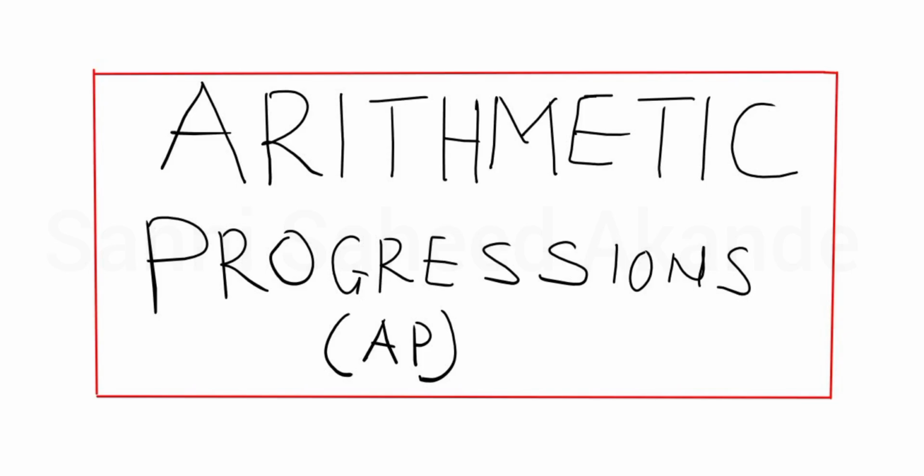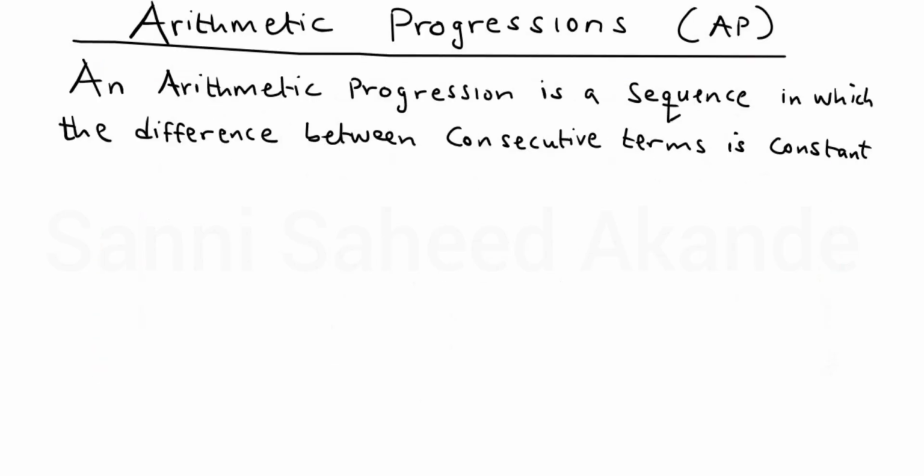Welcome back to mathematics class. Today we are going to continue with our sequences and series, but today we want to look at arithmetic progressions, AP. Alright, so an arithmetic progression is a sequence in which the difference between consecutive terms is constant, just like I told you in our previous class.